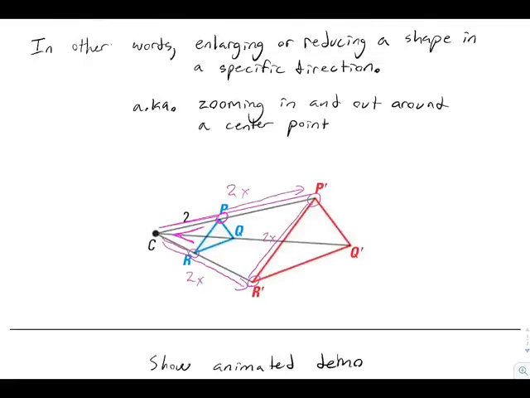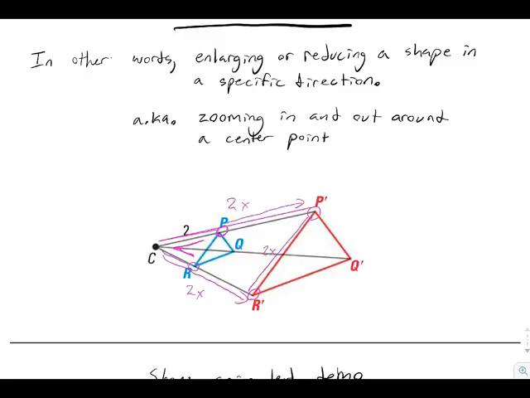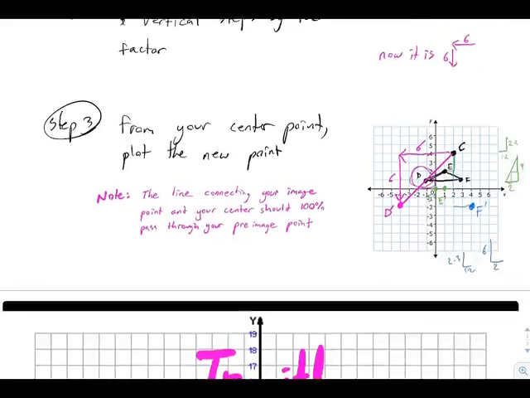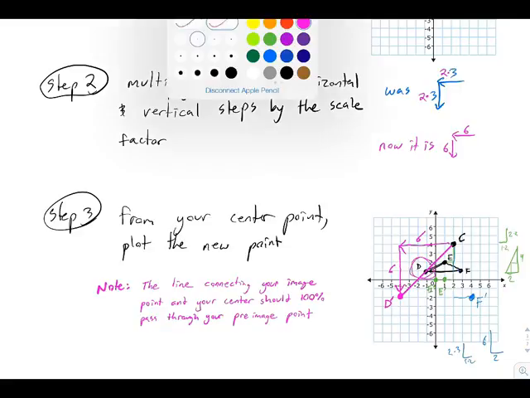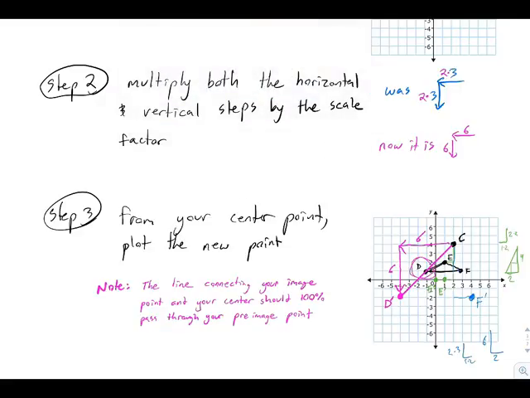Going back to the very first picture, you can see that. If I connect center to P prime, there's a straight line connecting it. Center to R prime, straight line. Center to Q prime, straight line. Okay, so let's go back down here and check it. My blue point, if I connect C to F prime, I get exactly a straight line.